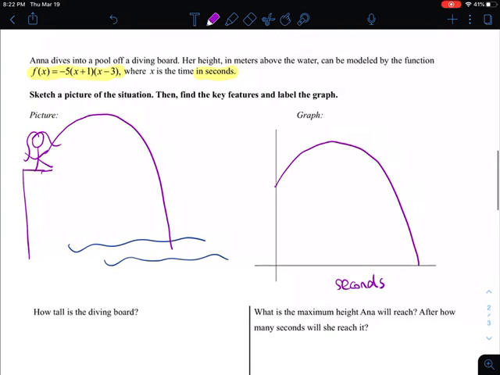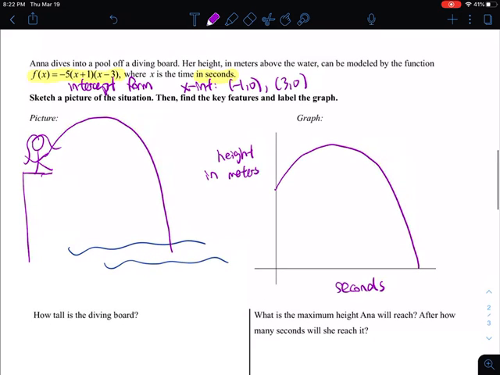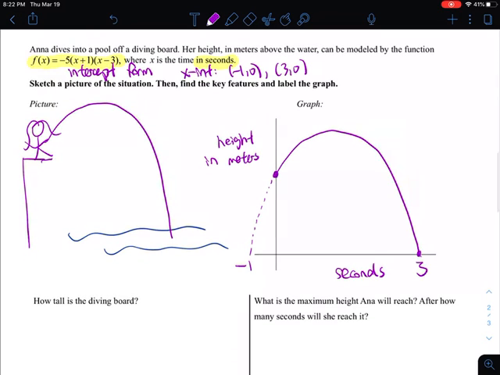So x is in seconds. And then her height, y, is going to be height in meters this time. Okay, so let's go ahead and still look at all the key features. Now this one is in intercept form, so this is going to give us the x-intercepts. We can set the equation equal to 0, and if we use the zero product property, we're going to get -1 and 3. So this one's going to be 3. And if we were to continue this graph into the negative, we'll have -1. But we're not really interested in that point right now.